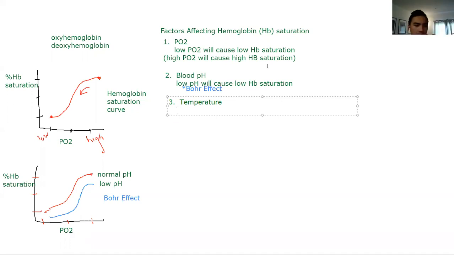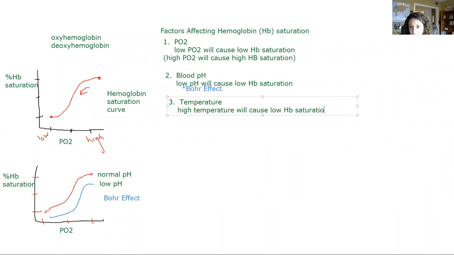Yes. Okay, so I'm going to say high temperature will cause low hemoglobin saturation, which means hemoglobin is going to release its oxygen at the exercising muscle where the temperature is high. Okay, so we can draw this one. It's going to start out the same way.